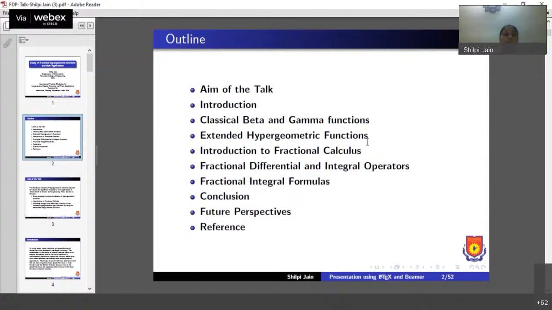So this is the outline of my talk. Firstly, aim of the talk, then introduction, classical beta and gamma function, extended beta and extended hypergeometric functions, introduction to fractional calculus, fractional differential and integral operators, fractional integral formulas, conclusion, future perspectives and references.